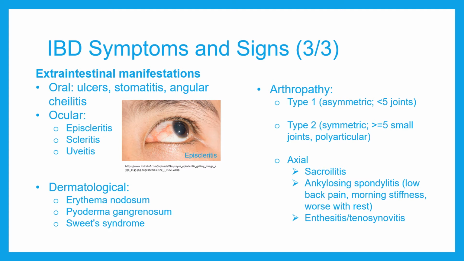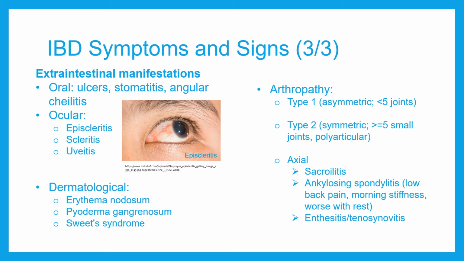Type 1 arthropathy is asymmetric and involves less than 5 joints, while type 2 is symmetric and involves 5 or more small joints. And polyarticular, meaning that different types of joints are involved. Axial arthropathy involves the joints in the central axis of the body, including sacroiliac joints.